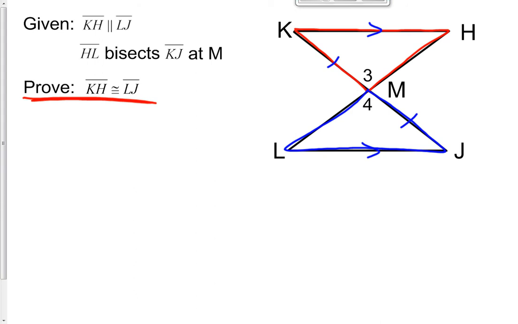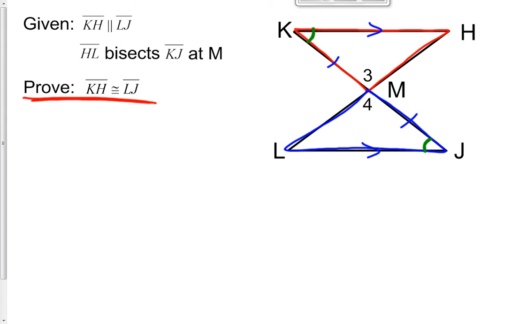And if we know that KH is parallel to LJ, I'm just going to do this here for a second, this would be a transversal. So a transversal makes a lot of different pairs of angles, one of them being alternate interior angles. So angle J is an alternate interior angle to angle K, and alternate interior angles with parallel lines are congruent.